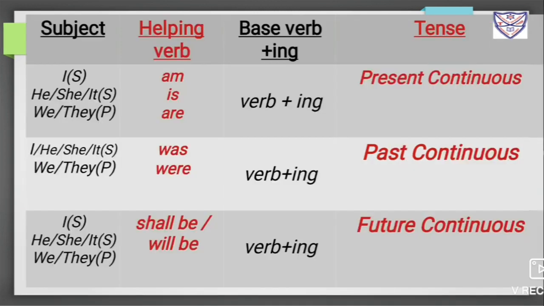Now let us start with this table of continuous tenses. So the first one is for present continuous tense. Now over here, words such as I, he, she, it, we and they, all these words are pronouns. Now when I is used as a subject, with it we will use the helping verb am. Now I and am, these both stand in the singular number.